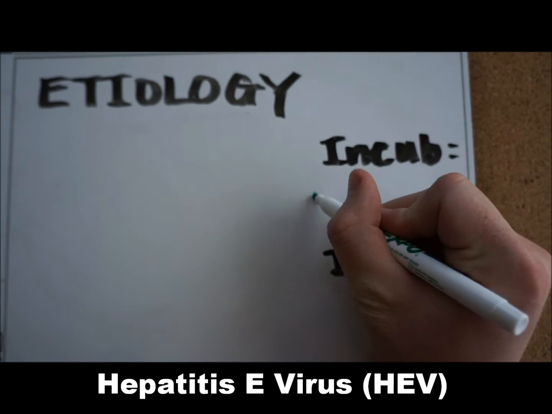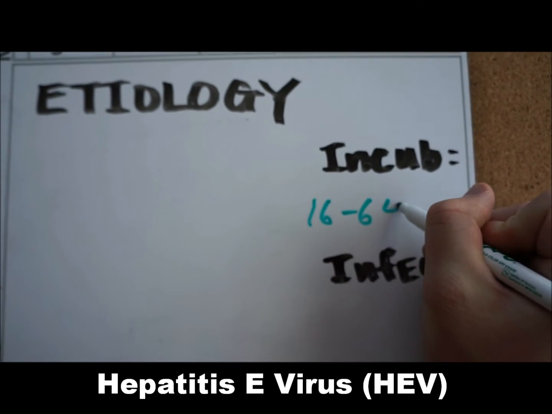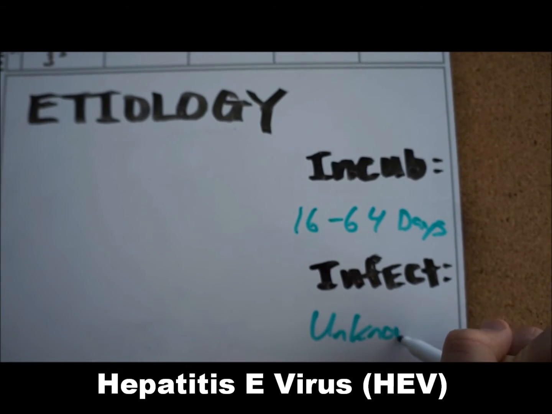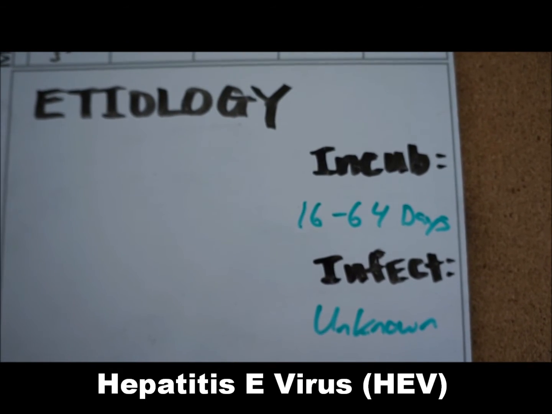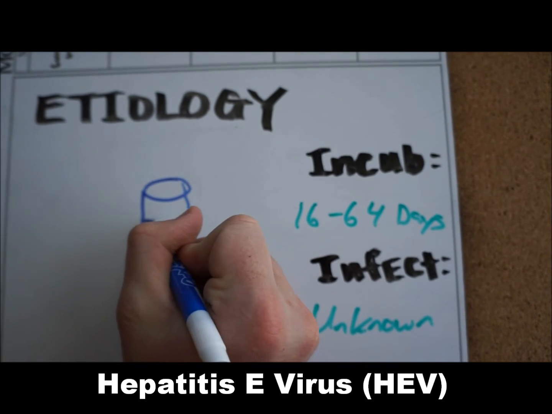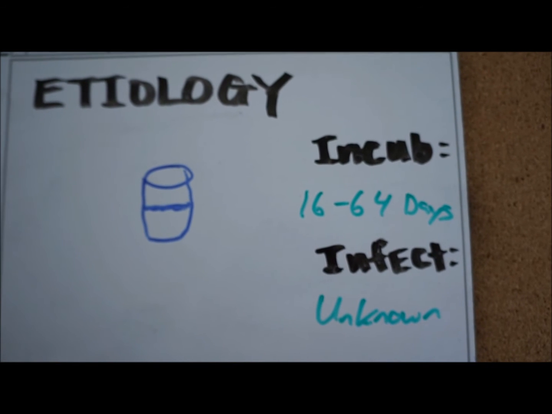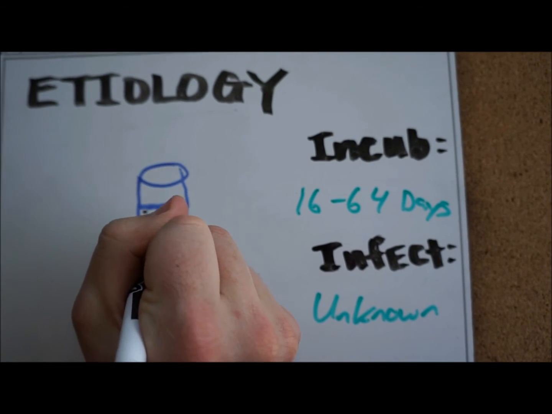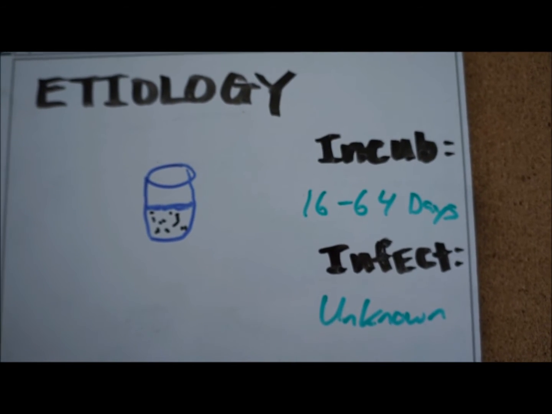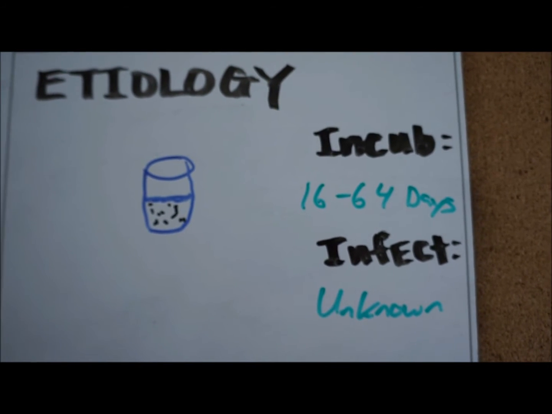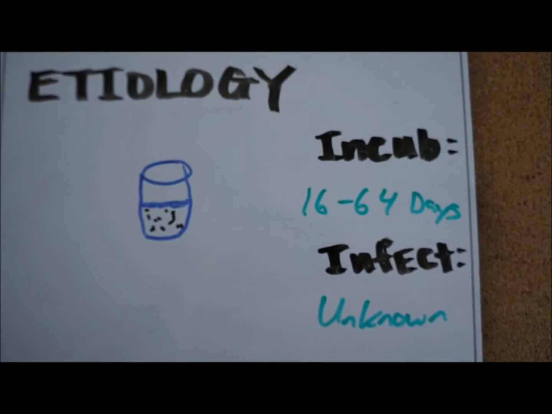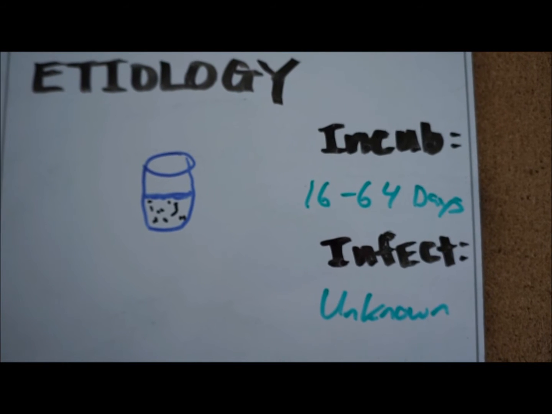HEV has an incubation period of 16 to 64 days, but the infectivity period is unknown. It is speculated to be similar to that of HAV's infectivity period. It is transmitted via fecal-oral route and is predominant in outbreaks associated with contaminated water supply in developing countries. Populations at risk include people exposed to contaminated water and poor sanitation, typically found in Asia, Africa, and Mexico. It is not commonly found in the U.S.